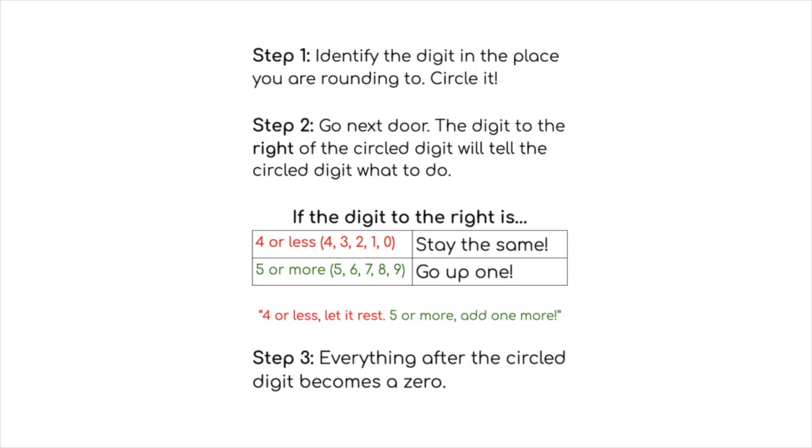If the digit to the right is 4 or less, that would be 4, 3, 2, 1, or 0, that circled digit is going to stay the same. But if it is 5 or more next door, 5, 6, 7, 8, or 9, that circled digit is going to go up 1. I like to use the phrase 4 or less, let it rest, 5 or more, add 1 more. Now, after you rounded that circled digit, everything after the circled digit is going to become a 0.